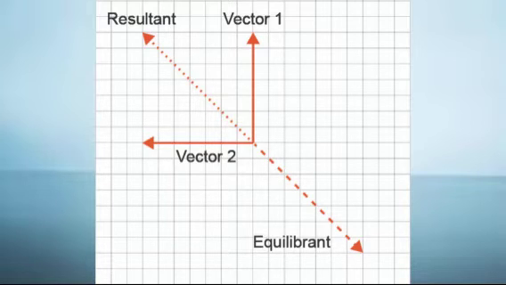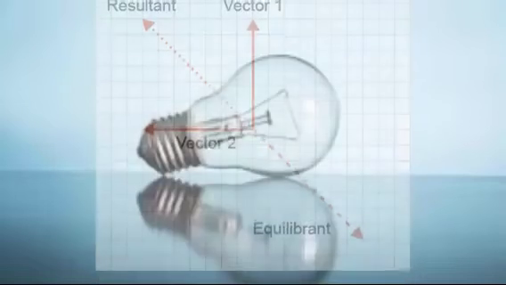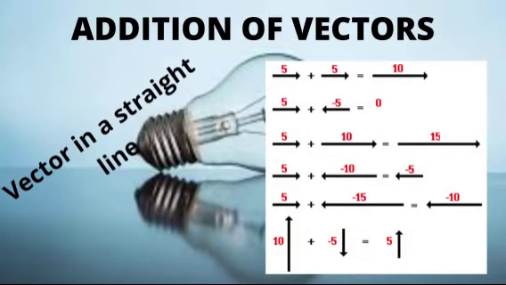The other one, that is the equilibrant, is the opposite of the resultant. It is what balances the resultant. In other words, if vector 1 and 2 are acting on an object, the effect of those two vectors is what we refer to as a resultant. The resultant, which is also the addition of vectors, can be represented in different forms. Firstly, we look at vectors in a straight line.